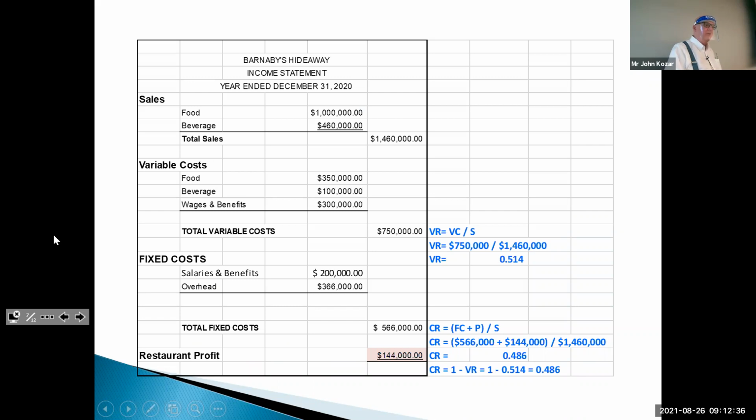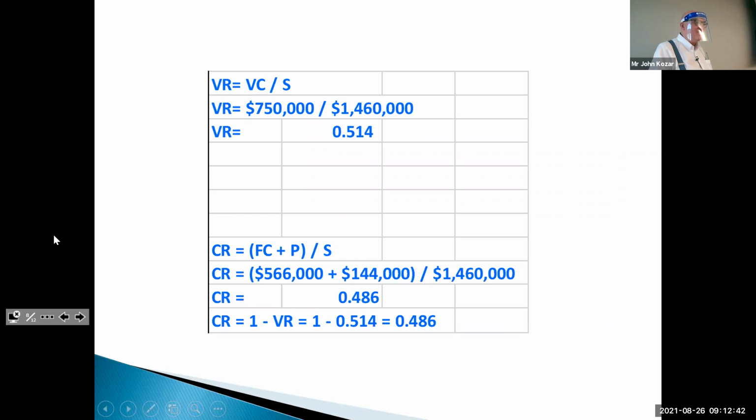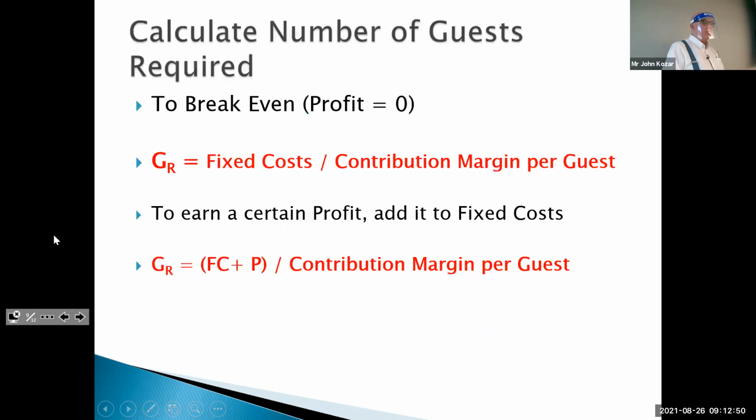Okay, so this is the same sheet as what you got on your handout. And that's just a closer look at the variable rate and the contribution rate calculations. But those are the same numbers that are on the handout. So the other thing that we can do is calculate how many people need to come into the restaurant. Okay, so I have that G sub R is equal to your fixed cost divided by your contribution margin per guest.